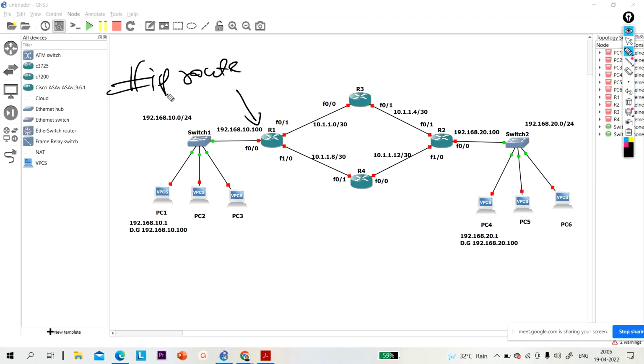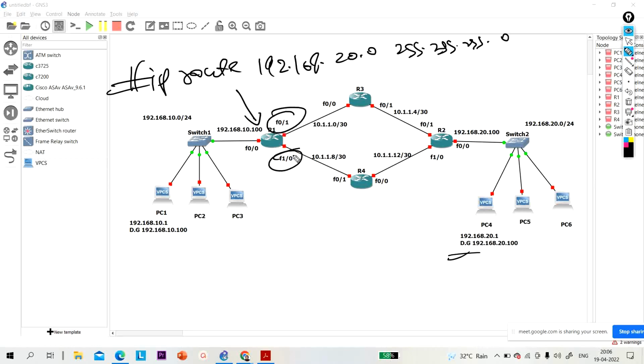What will be the command I run on R1 to perform routing? IP route. Yes, what do you want? Destination. Destination is 192.168.20.0, 255.255.255.0. Okay. And what will be the exit interface?